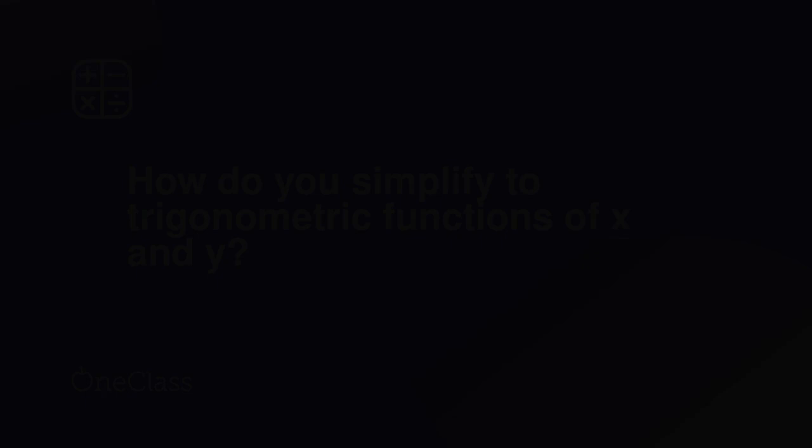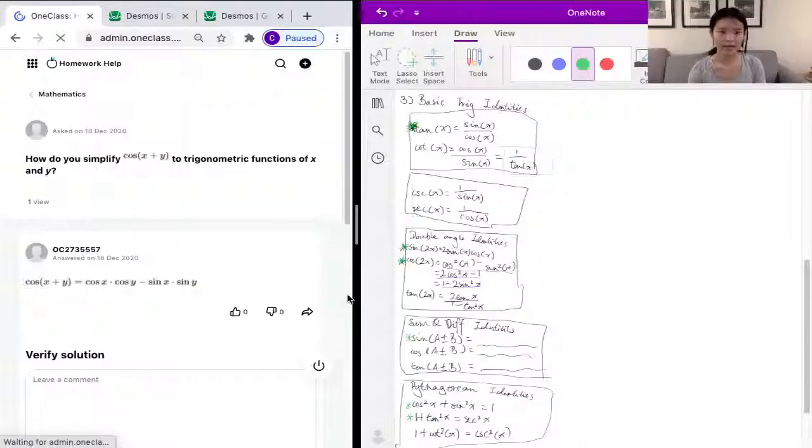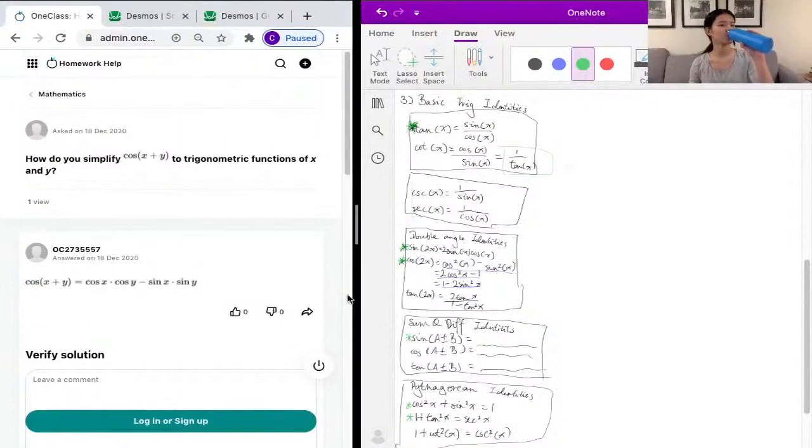Questions are asked. Okay. Oh, that's perfect. Okay, so the next question asked was, how do we simplify cos(x + y) to trigonometric functions of x and y?